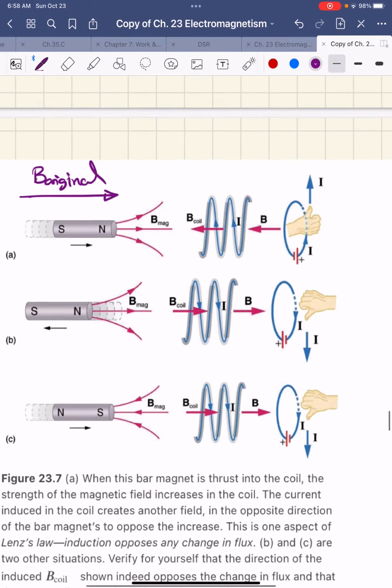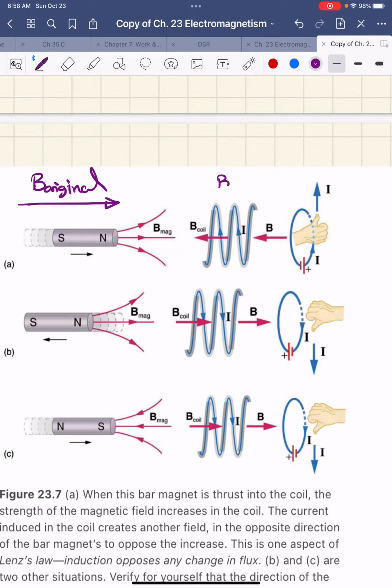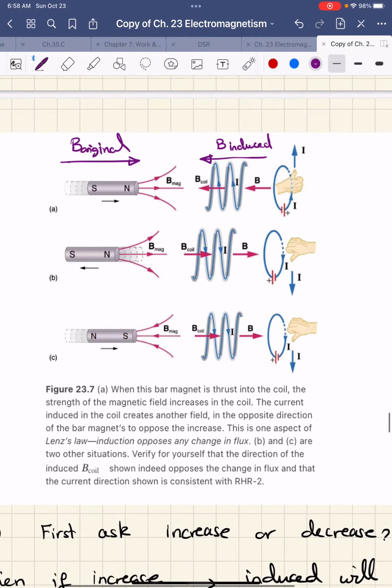Then here, B induced should be in that direction, in the opposite direction of the bar magnet, to oppose the increase. This is one aspect of Lenz's law. Induction opposes any change in flux.